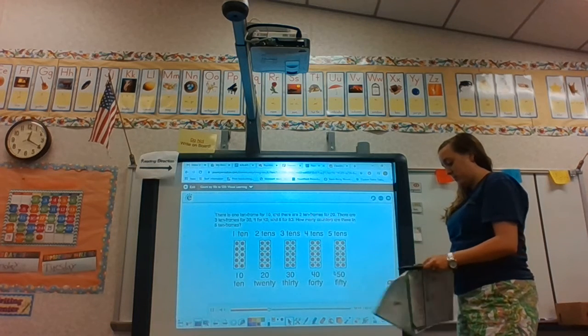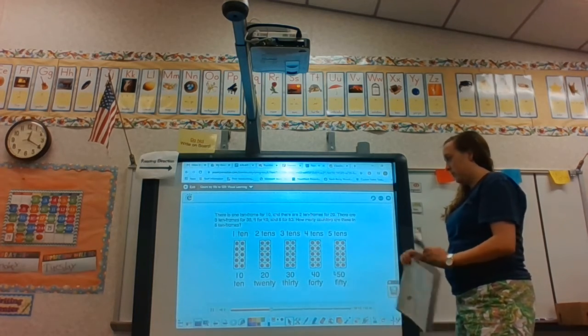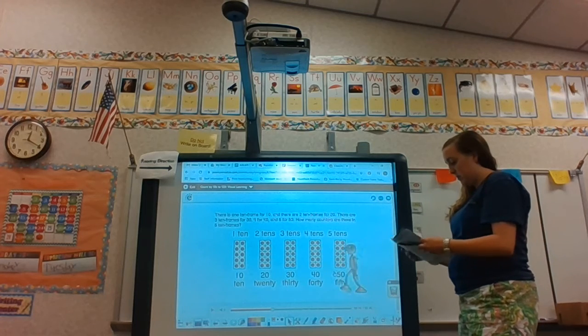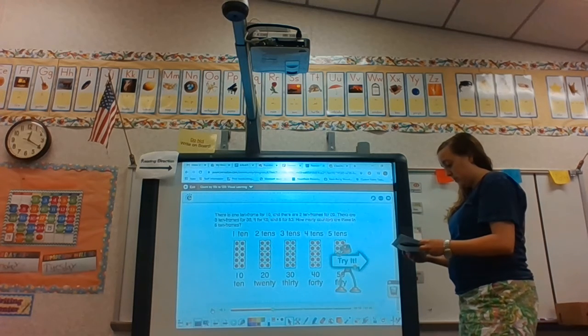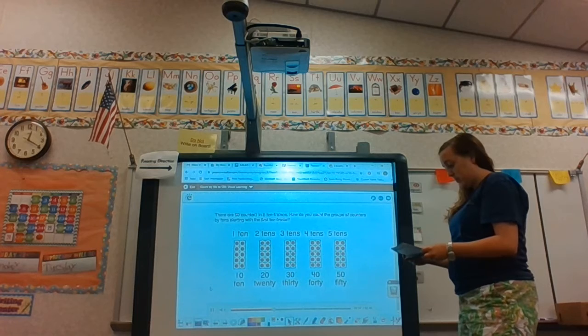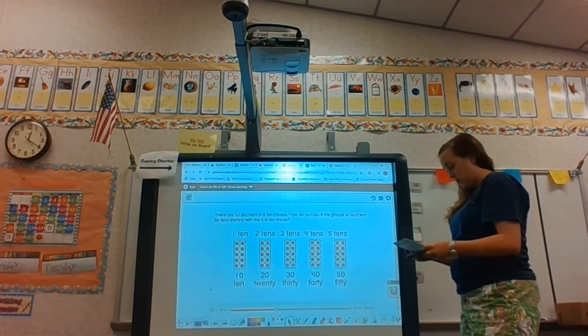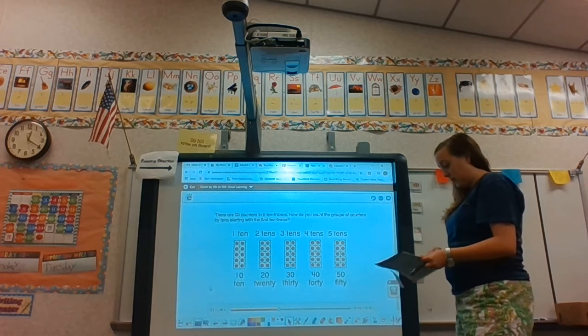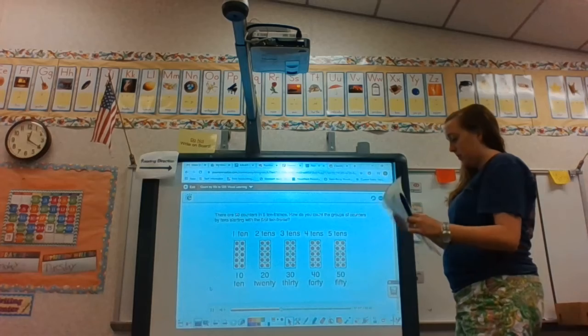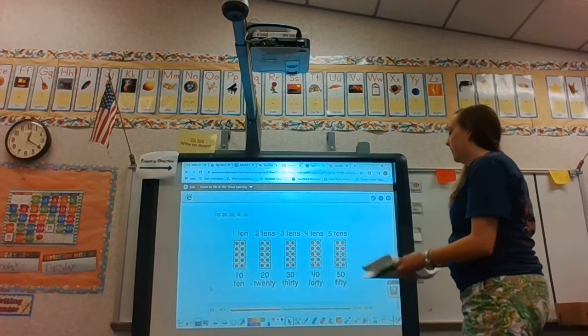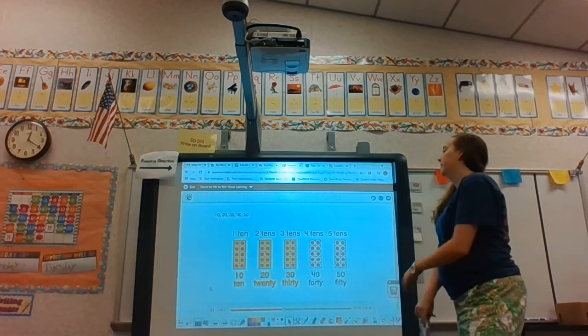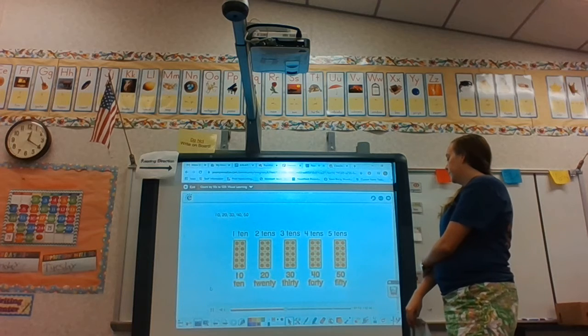How many counters are there in 5 10 frames? There are 50 counters in 5 10 frames. How do you count the groups of counters by tens, starting with the first 10 frame? 10, 20, 30, 40, 50.